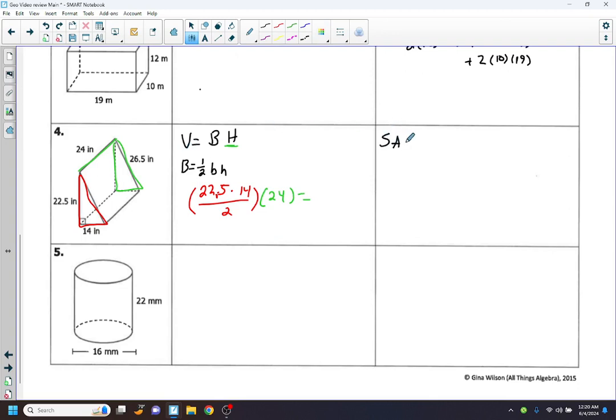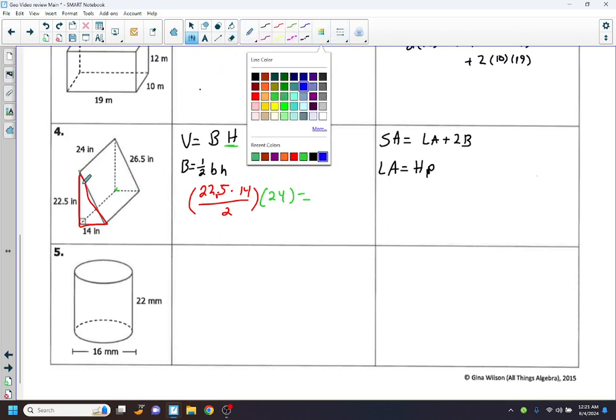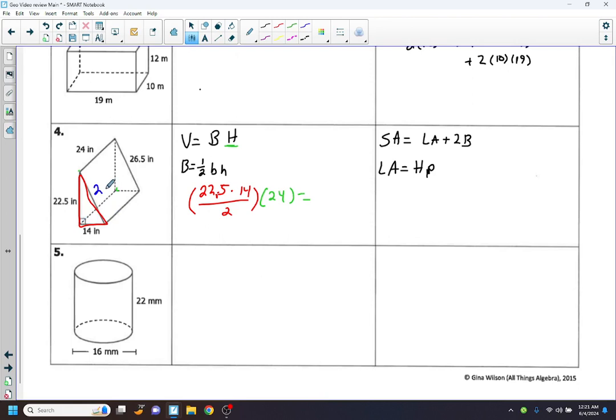This one, surface area, it's a prism. So it's two bases. Or usually, I guess we do it this way. Surface area is the lateral area plus 2 times base. We already did the base, which is this red one here. So I'll rewrite it when we get there. But the lateral area is the 3D height, I'll use a capital H for that, times its perimeter of the base. So the perimeter is the edge of the shape. In this case, the edges is 22.5 plus 14 plus 26.5.